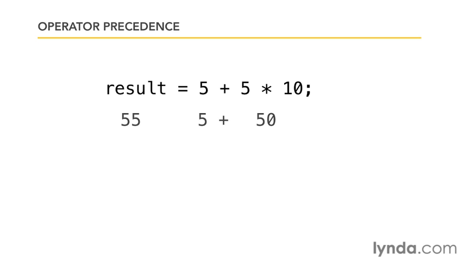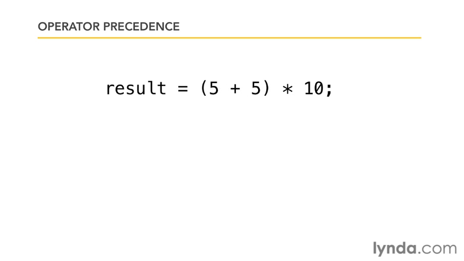If I want to make sure that I can impose an order on this and I have multiple operators, I simply take the important pieces and I surround them with parentheses. So in this one, for example, I can make sure that 5 plus 5 will be evaluated by itself as 10, and then multiplied by 10, and we have 100.